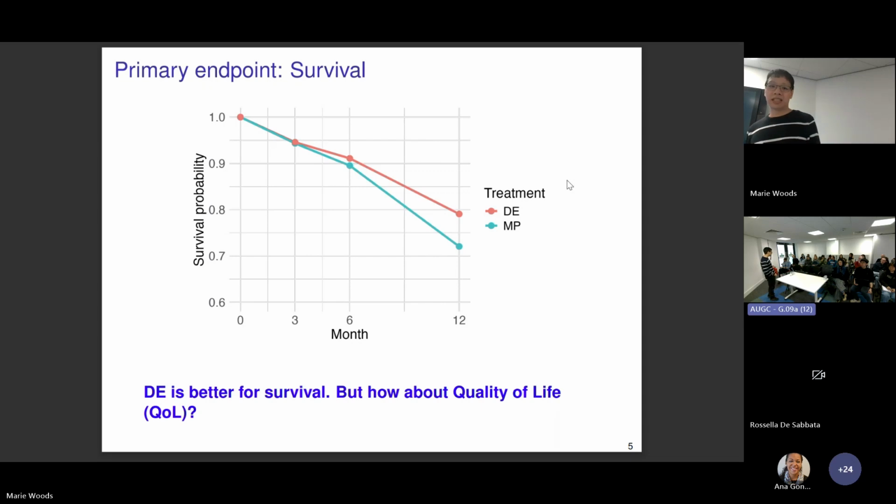But the next question is, how about quality of life? The concern is that because this is chemo, it may influence people's quality of life.